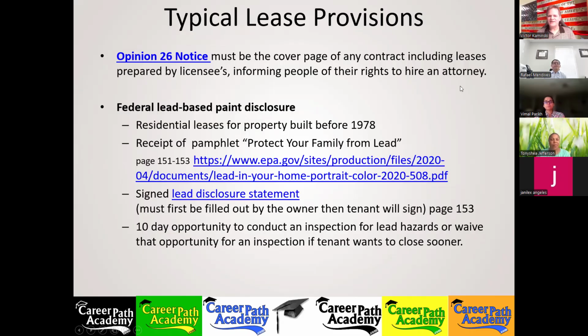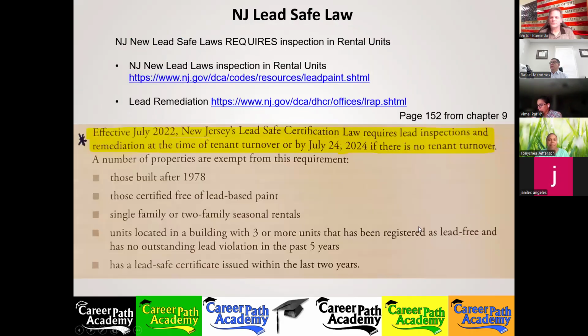If the property was built prior to 1978, we got that federal lead paint disclosure statement that needs to first be filled out by the landlord and then given to the tenant. We also need to give them that pamphlet about protecting their family from lead in the home, and a 10-day opportunity to conduct an inspection for lead or waive the inspection if they want to close on that lease any sooner. So just like the purchases, they got to give that same opportunity.